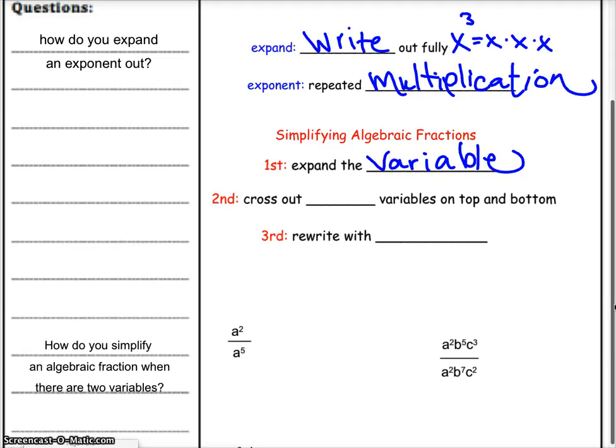And then what you want to do is cross out shared variables on the top and bottom, or common variables. I will write shared. Cross out shared variables on the top and bottom. And then lastly, you can put it back together and you write it with exponents.